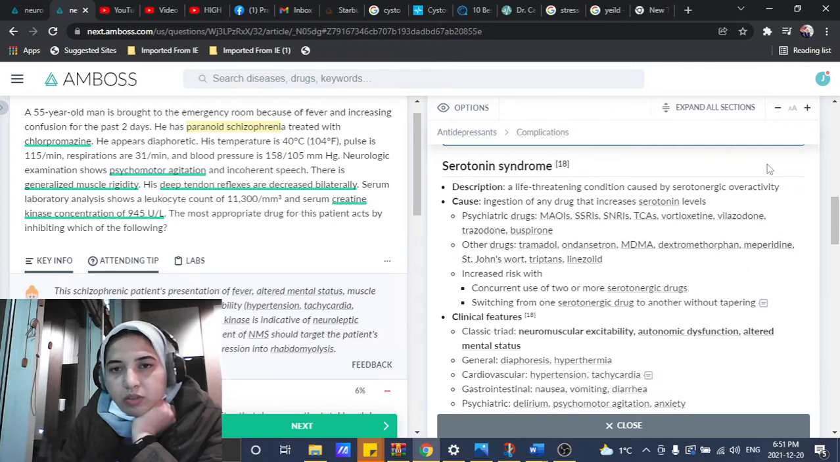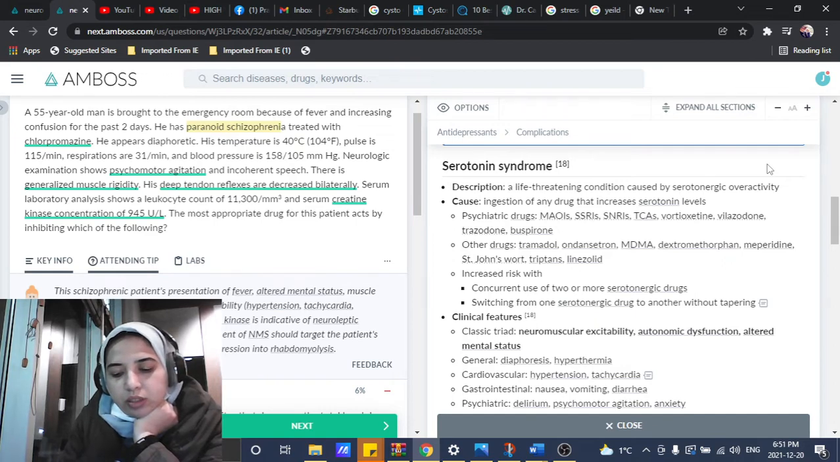So the serotonin syndrome description is life-threatening, so it's important to know what the life-threatening conditions are. Serotonin syndrome is a life-threatening psychiatric condition, as well as neuroleptic malignant syndrome. So it's life-threatening, and I'm putting that in a bullet for me. And the cause is ingestion of any drug that increases serotonin levels. So I'm looking at a lot of psychiatric drugs, SSRIs, other drugs, tramadol, MDMA, St. John's wort. Increased risk with concurrent use of two or more serotonergic drugs.